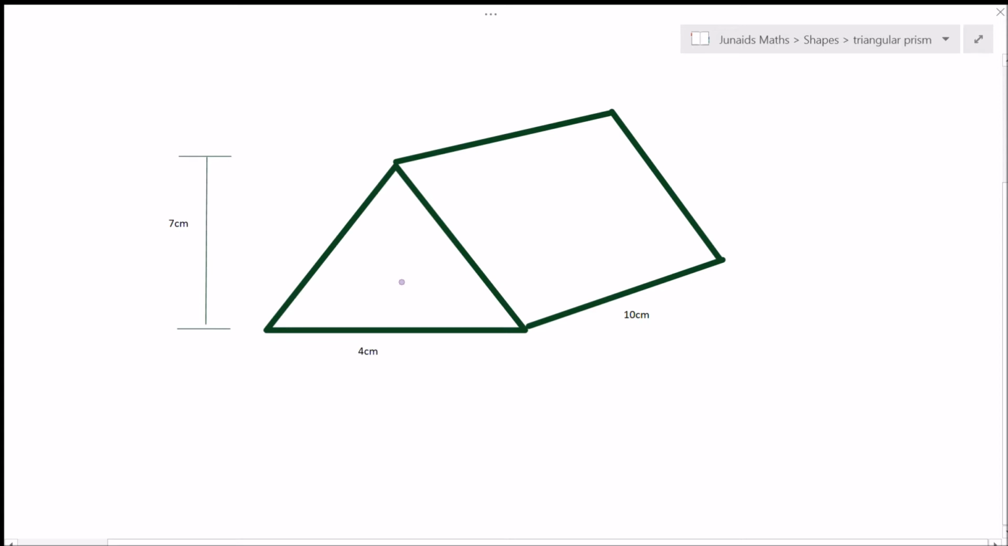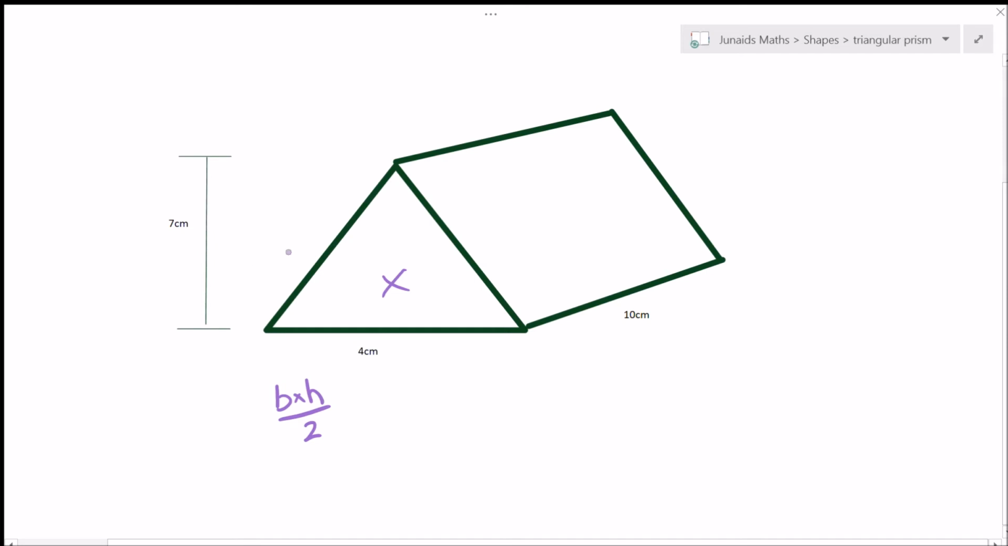Okay, so let's go ahead and work out first of all the cross section, this front face. And you can see that this front face is a triangle. To find the area of a triangle, you always have to do base times the height and then divide it by 2. So base times height divided by 2. And we know in this case the base is 4 and the height is 7.